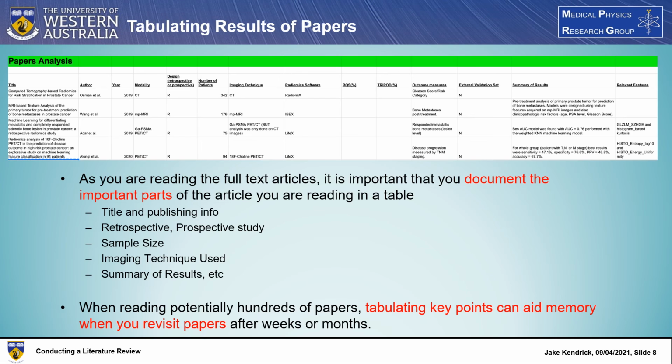The reason for this is when you're reading potentially hundreds of papers, which is probably how many you're going to go through when you're conducting a literature review, tabulating the key points can aid your memory when you're revisiting the papers that you read weeks or months ago. So I just want to stress that in my experience, it was very important to tabulate the results of the papers, and this definitely helped me in summarizing the key conclusions and getting all the information together in a coherent form to present in the final article.